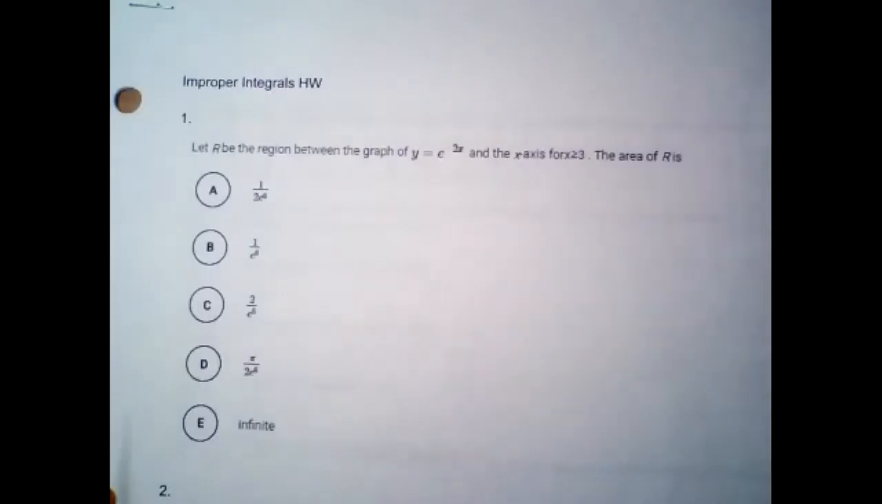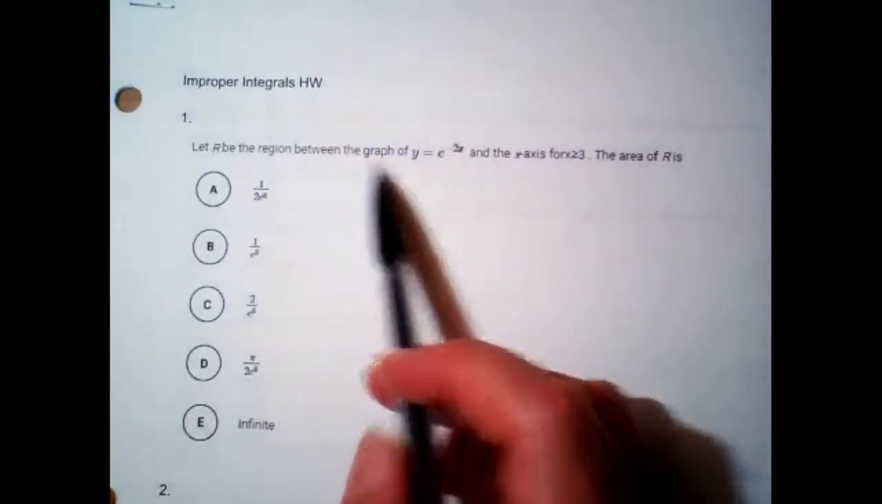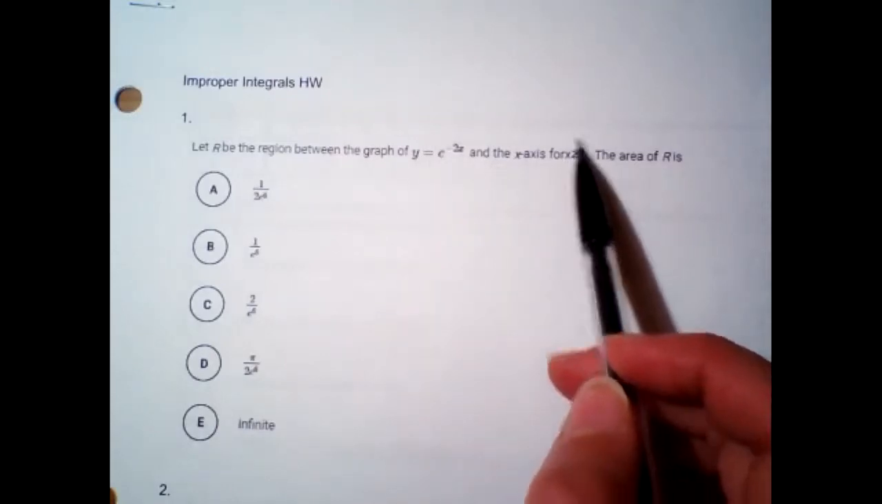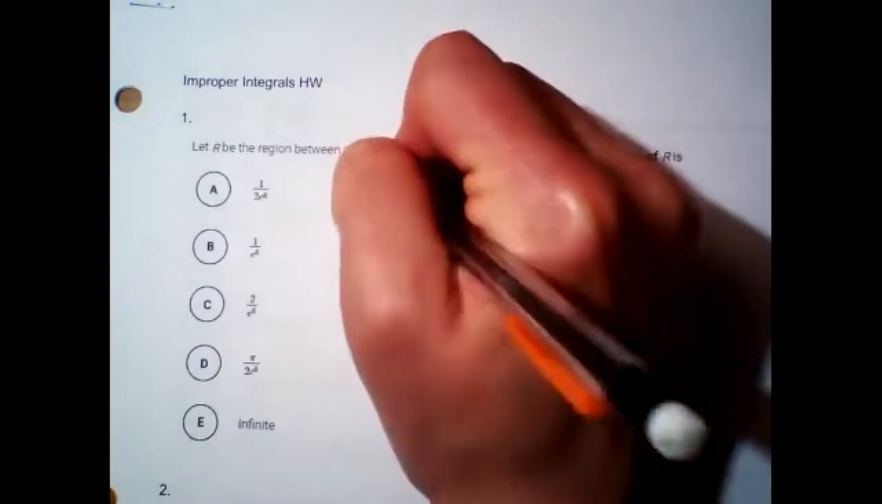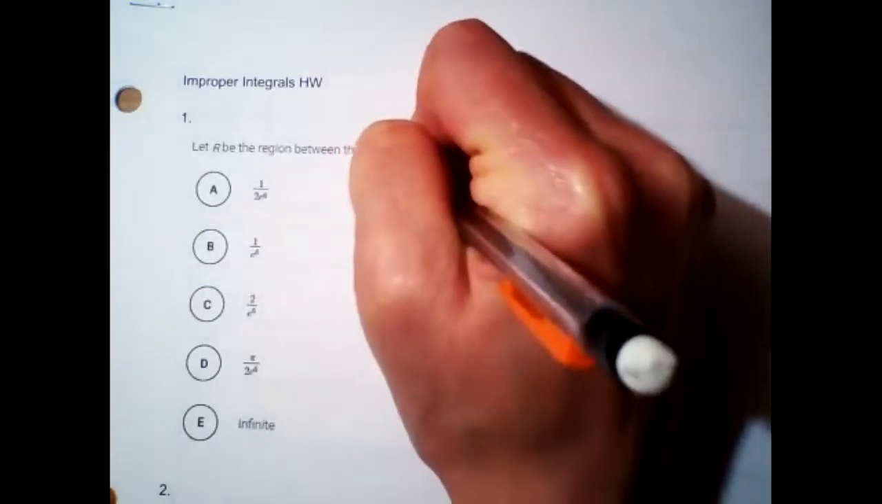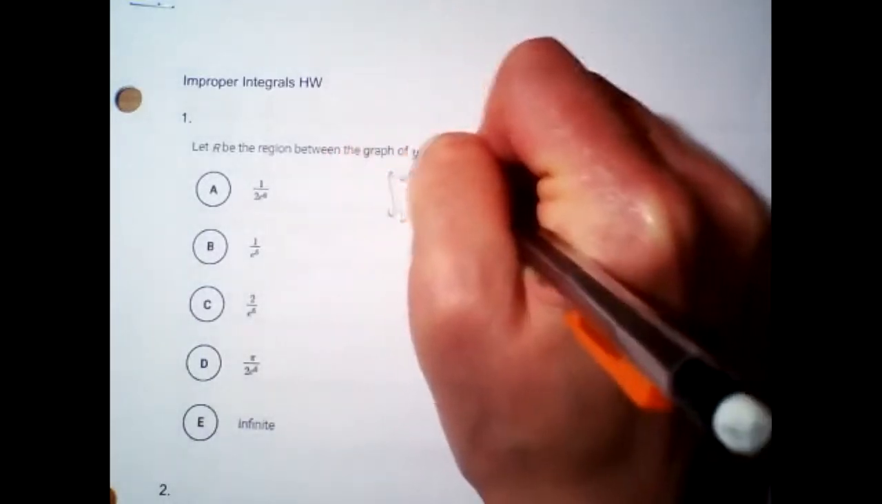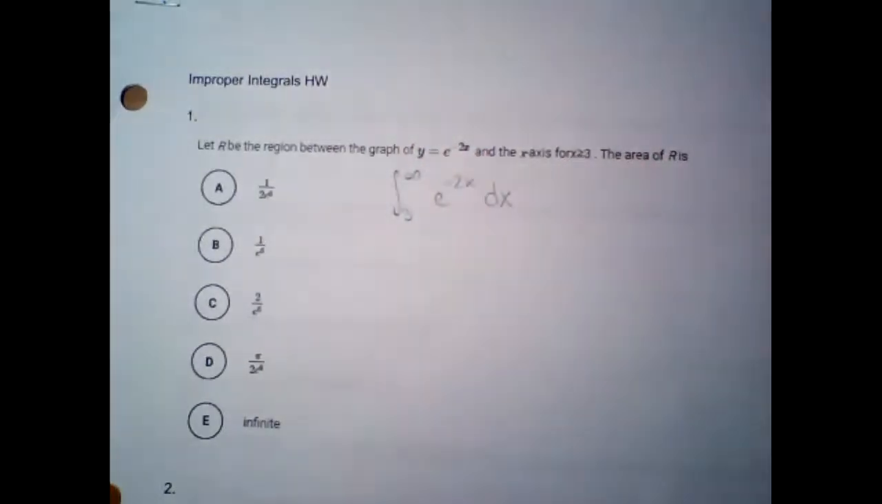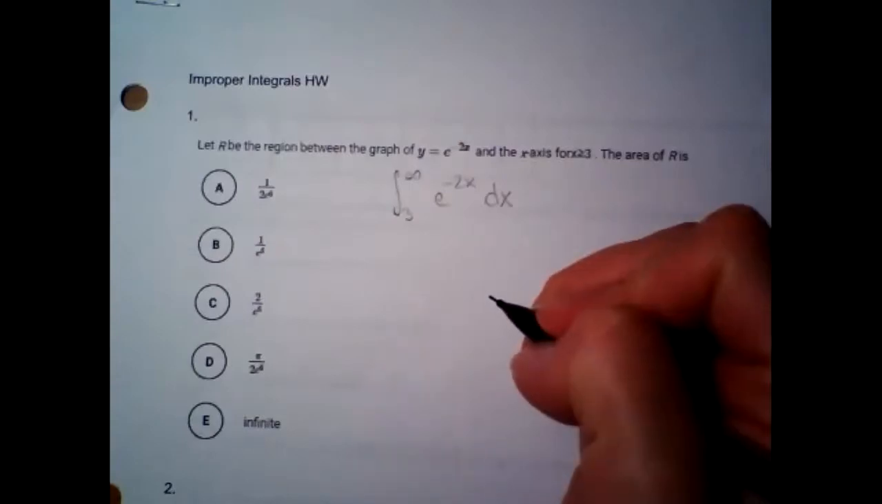So this first one is saying we want to find the area of the region between this graph and the x-axis from 3 onwards. So that means from 3 to infinity. So we're doing the integral from 3 to infinity of e to the negative 2x dx. And so the problem is that one of those boundaries is not a value.